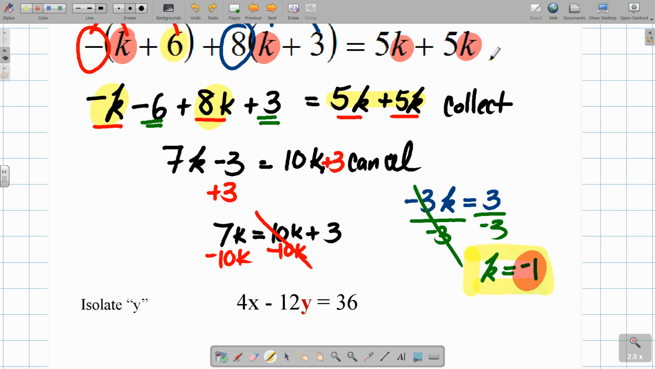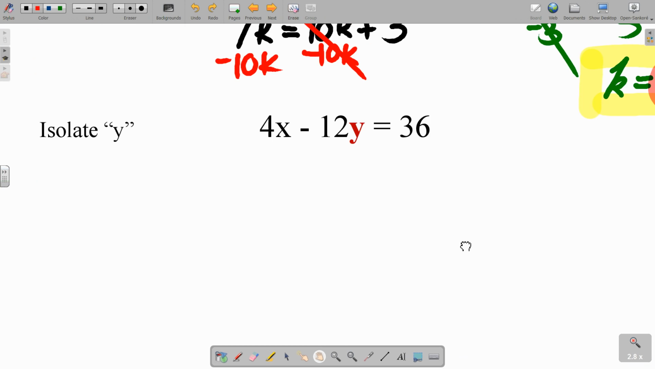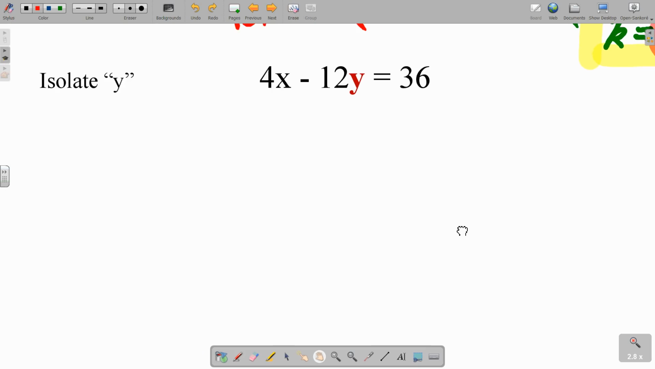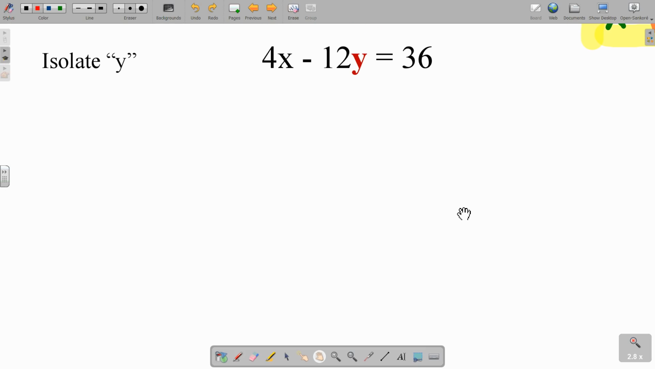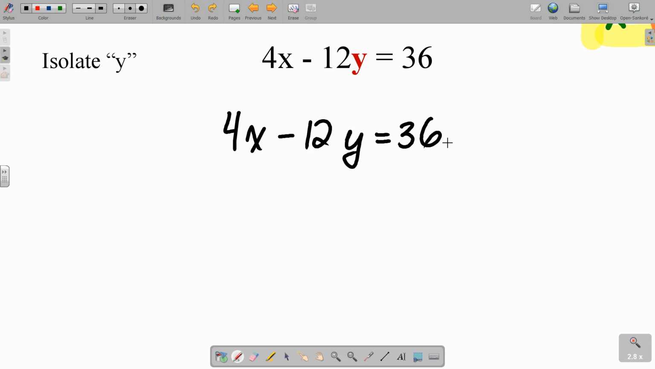So that's one, solving for a variable. Next thing you have to be able to do is isolate a variable. You're not exactly solving, you're isolating. We use this when you have multiple variables. First, I'd just like you to rewrite this equation. Now, our goal is to isolate the variable y.